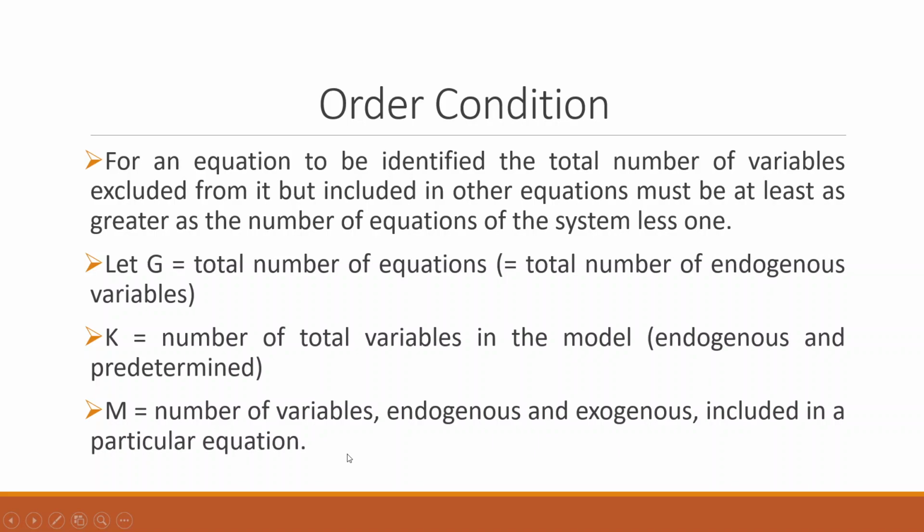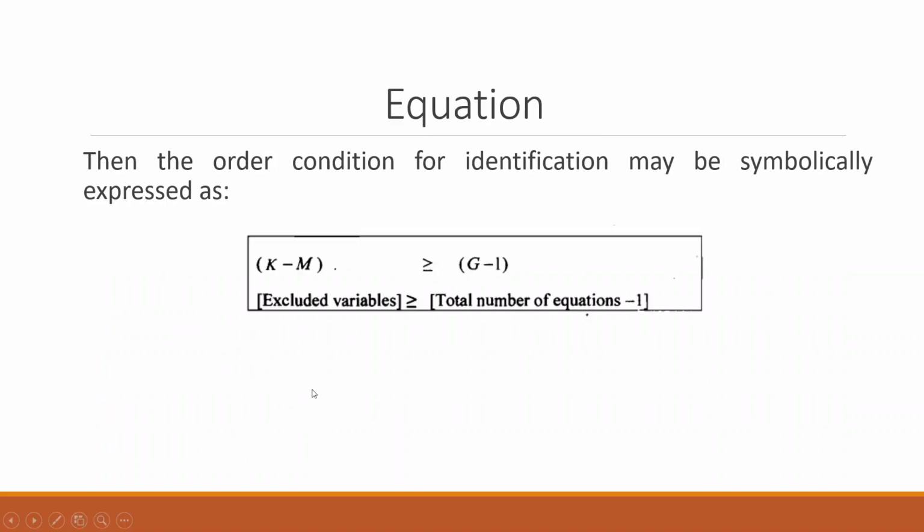I'll be giving the relevant examples. The condition which you have to satisfy is K minus M, that is the excluded variables, must be greater than or equal to the total number of equations minus 1.